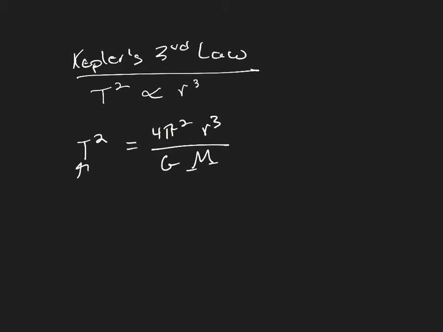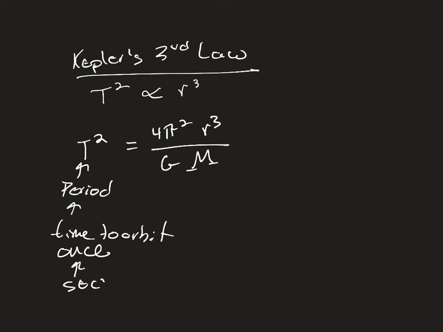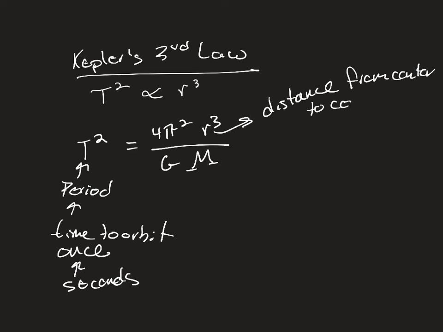Remember, a period is the time to orbit once. And this is going to be in seconds. So the orbital period of the Earth would be 1 year, but then you have to convert that 1 year into seconds. This, once again, is distance from center to center. And this here is the mass exerting the force.